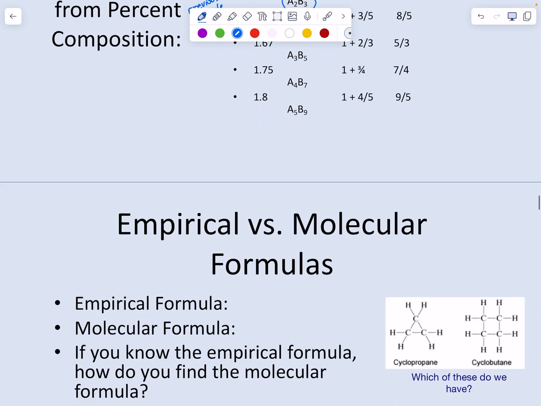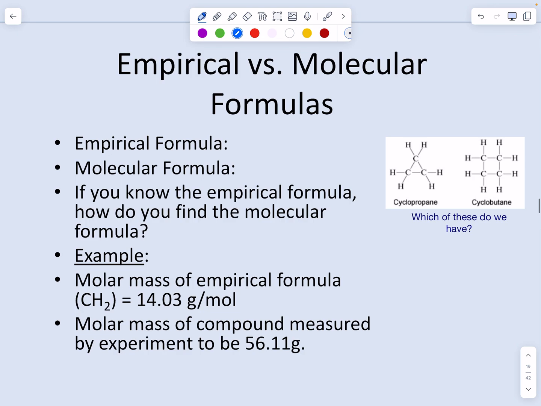All right. So the next thing we're going to do is talk about empirical formula versus molecular formula. In this case we have two elements, carbon and hydrogen. Our goal is to figure out what X and Y are. What are the subscripts for the carbon and the hydrogen?